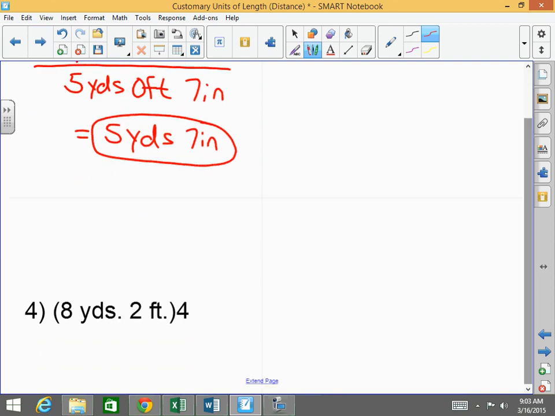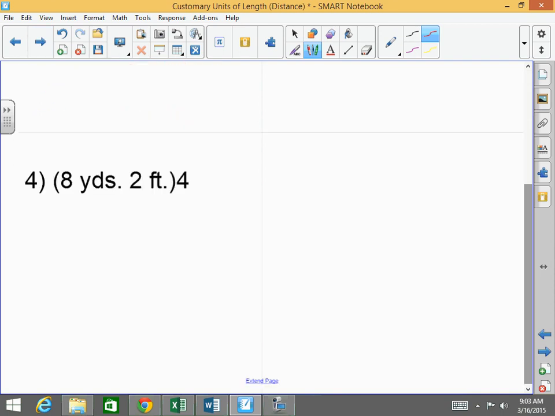Very much. Okay, next. I've got 8 yards, 2 feet times 4. Okay, so I'm going to multiply both of these by 4. So what's 4 times 8 yards? 24 yards. 32. Wow, what is wrong with me today? I know, I'm not paying attention. And what's 4 times 2?